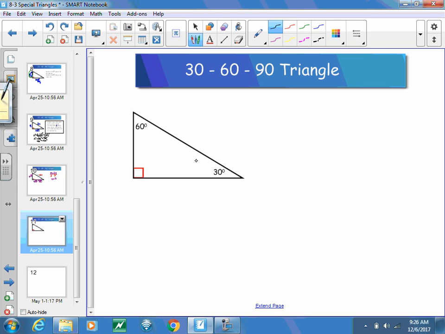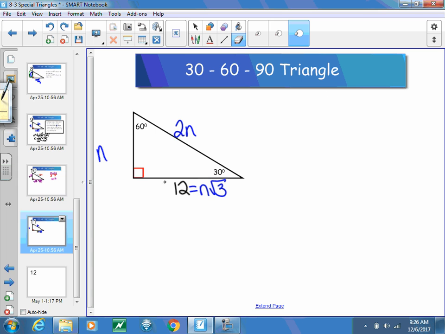All right, so now 30, 60, 90, let's go with a side length here of 12. You're trying to find now your shortest leg as well as your hypotenuse. So your longest leg is 12, so that equals n square roots of 3.